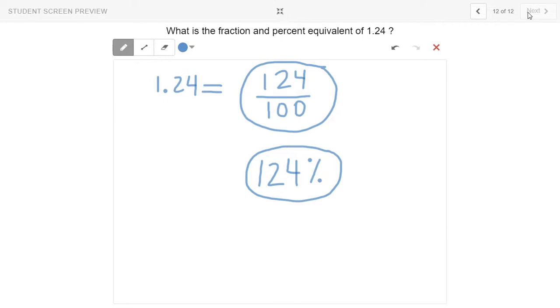What is the fraction and percent equivalent of 1.24? 1.24 is really 1 and 24 hundredths, which equals 124 over 100. And then the percent equivalent is 124%, and that's it. Feel free to go back and try any of these questions again.